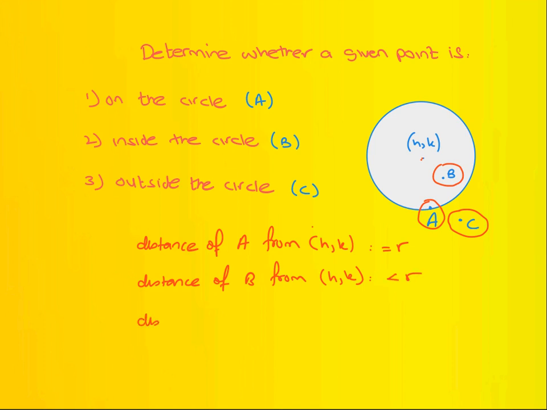Similarly, if I talk about distance of C from the center, now this point C is further away. From the center onto the circumference, this is R, but this is beyond R. So this distance is more than R. This is exactly how we check for the point, whether it lies inside the circle, outside the circle, or on the circle. It's just the comparison of the radius to the distance between the point and the center.